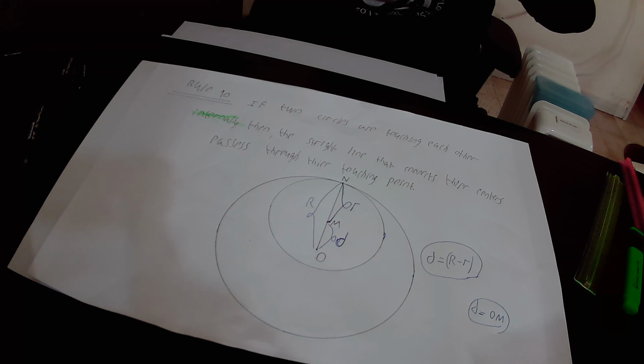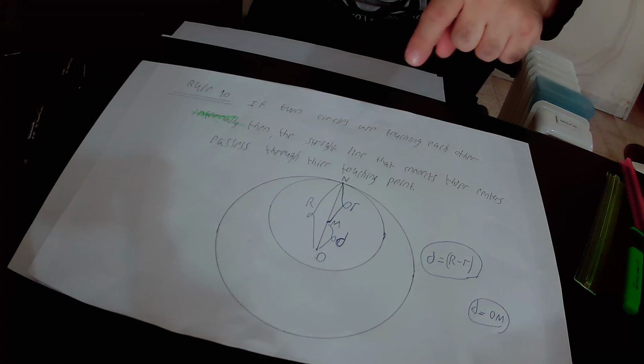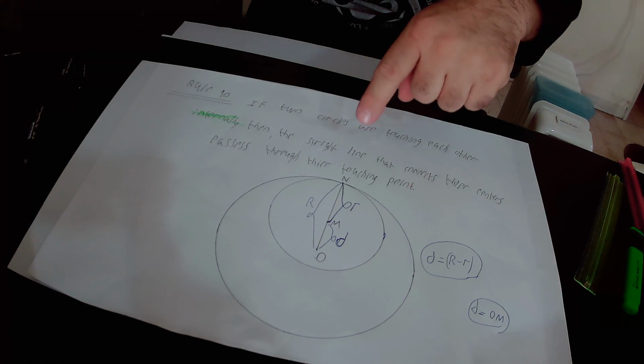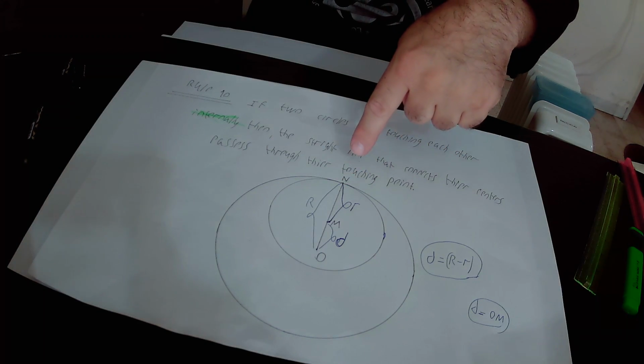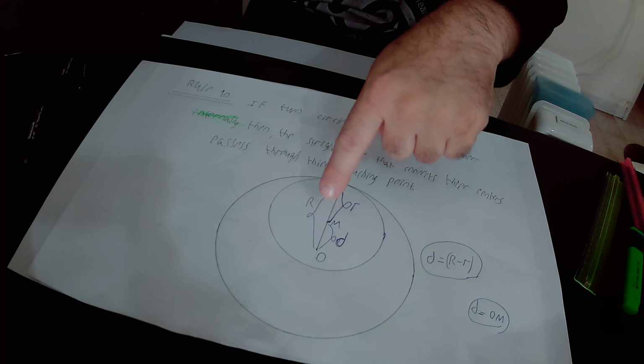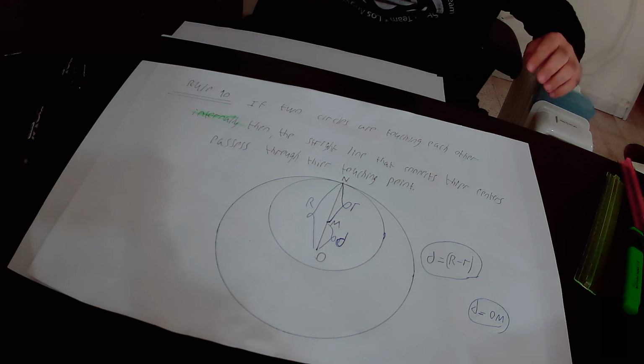Okay, so whenever you have two circles that have an internal length between them, the straight line that connects their centers must pass through their touching point. In this case, OM must pass through point N, that is to say, OMN is one straight line.